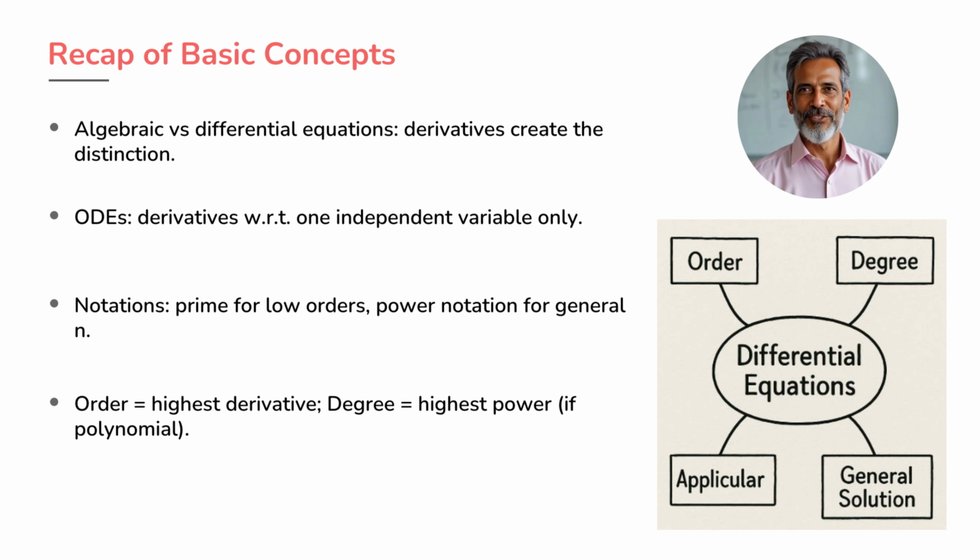Time to tie everything together. We saw that algebraic equations involve only variables, while differential equations involve variables plus their derivatives. We defined ordinary differential equations as those with derivatives in only one independent variable, which is our focus in class 12. We learned derivative notations, primes for low orders, power notation for higher orders. We defined order as the highest derivative present and degree as the power of the highest derivative, but only if polynomial. And finally, we solved an example to cement these ideas.